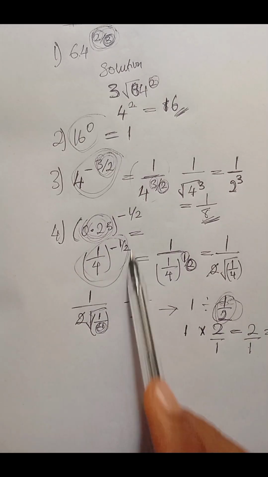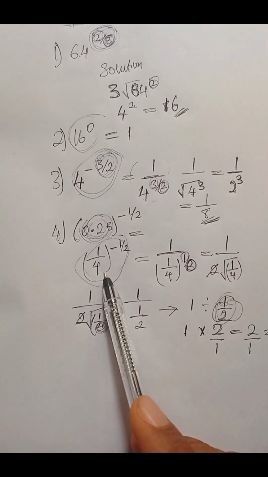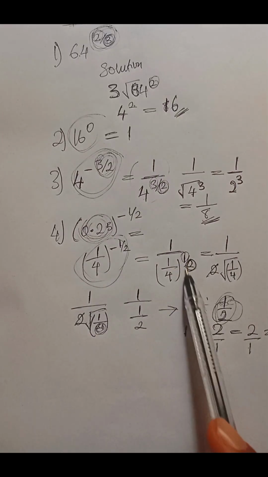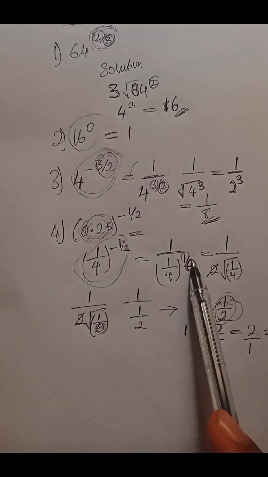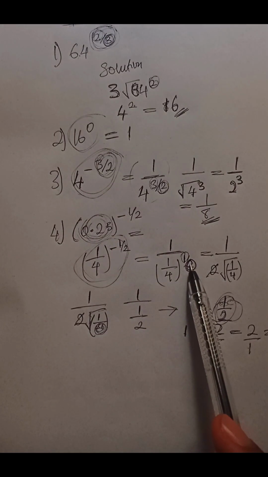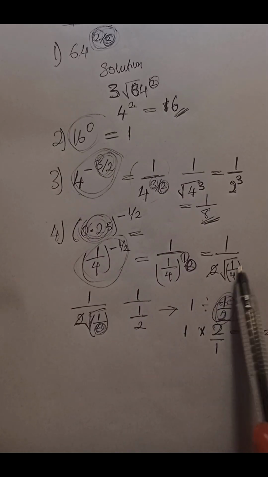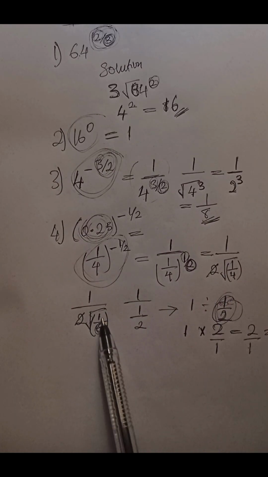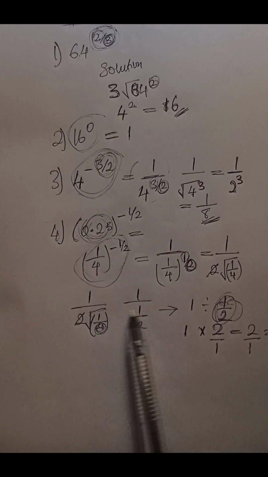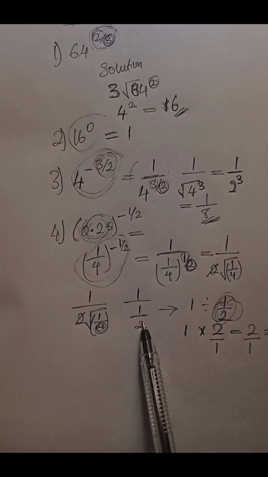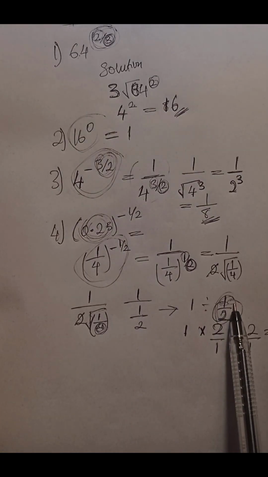So the law of negative index, we apply it first. This is what we get. Then we take note of the sign here, and take note of the root. The root here is 2, which is the square root of the fraction 1 over 4. So 1 divided by the square root of the fraction 1 over 4, you get the square root of 1 over the square root of 4, which is 2. Then we express it like this.